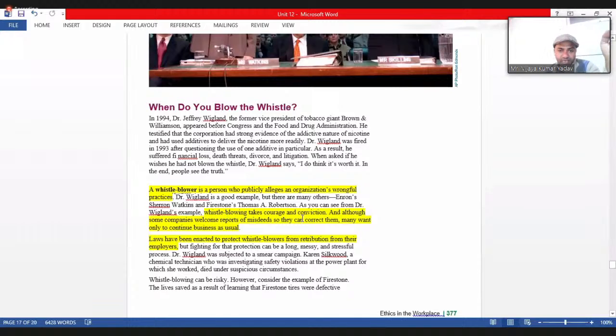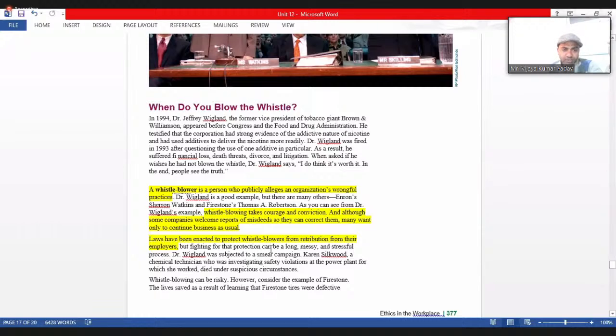Whistleblowing takes courage and conviction, and although some companies welcome reports of misdeeds so they can correct them, many want only to continue business as usual. So many people want to correct those practices, but most want to continue business as usual, even if they commit wrongful practices in the organization.